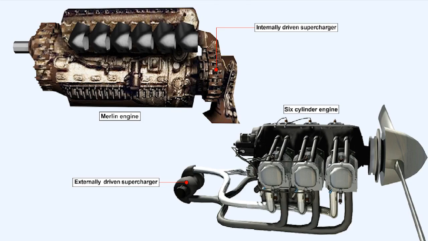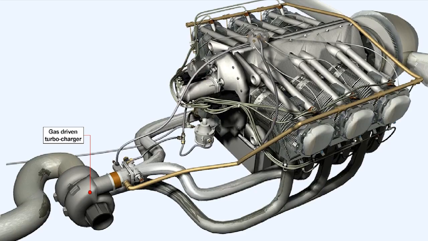Although the compressors may be driven by either internal or external means, in some installations a combination of both internally and externally driven compressors may be used. Externally driven superchargers, which are known as turbo superchargers or turbochargers for short, are driven by a turbine which is rotated by the exhaust gases.